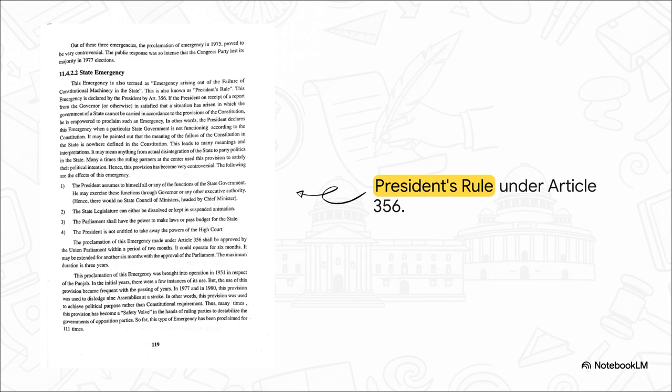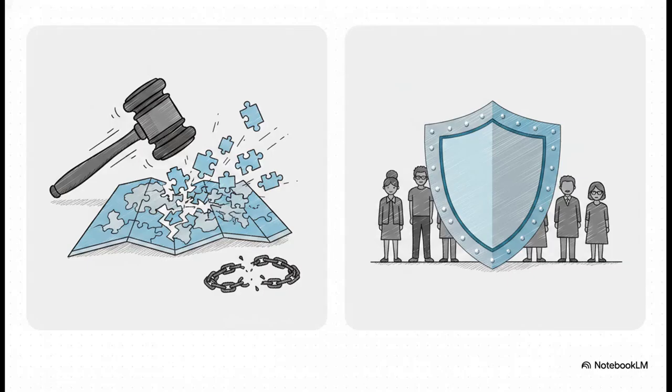Why? Because historically it's been used over 111 times. A lot of critics argue it frequently became this political safety valve used by ruling parties at the center to destabilize state governments run by their political opposition. Because of this history, emergency powers are just intensely debated. Critics are quick to argue they're deeply anti-federal, that they destroy the autonomy of the states, they suspend the fundamental rights of the people, and, as we've just seen, they are highly prone to gross political misuse.